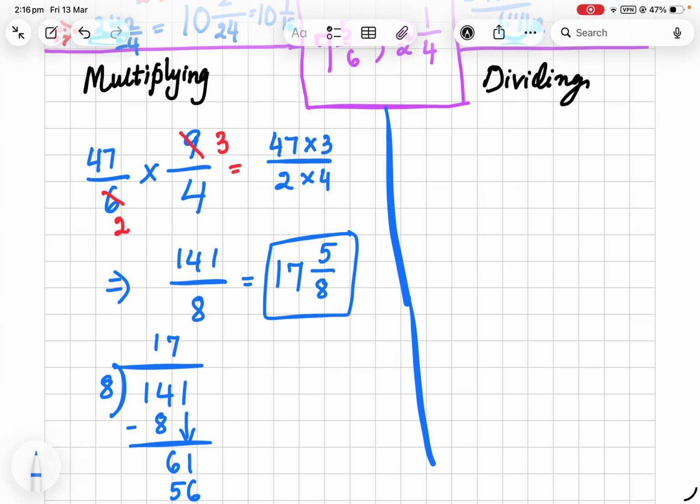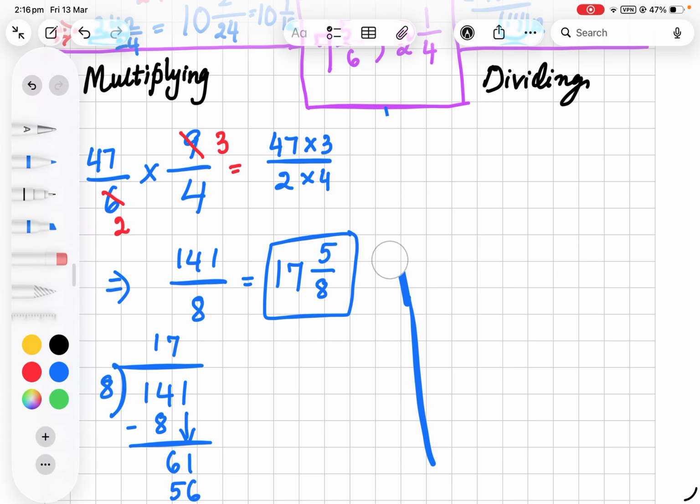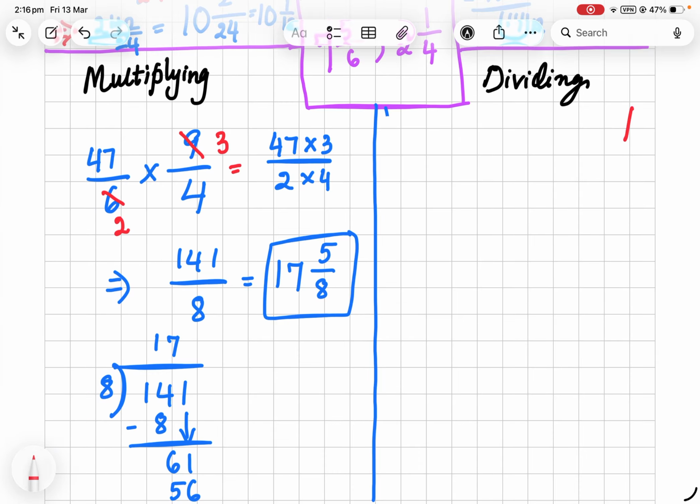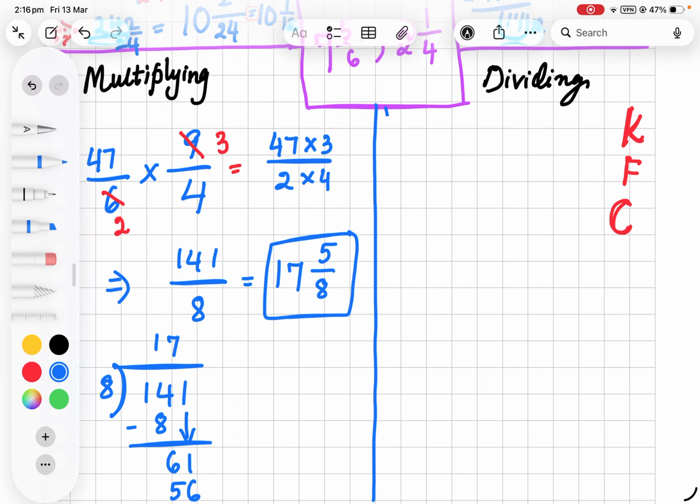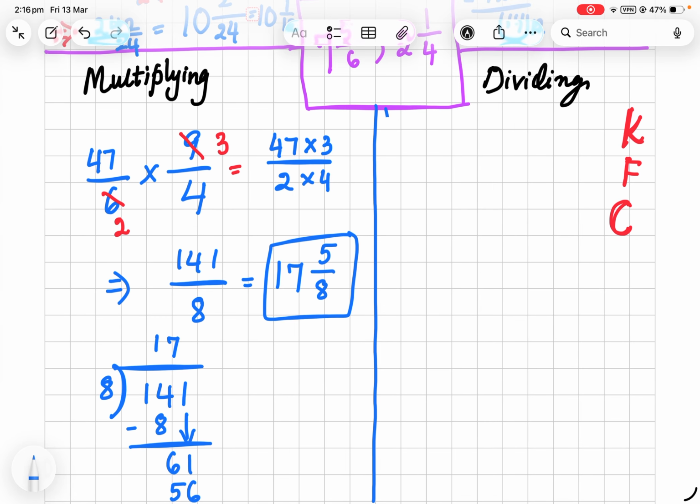Now coming to our division, in the earlier video I taught you something about the KFC technique for dividing fractions. KFC stands for keep, flip, change. So keep the first fraction, which is 47 over 6. Right now we are dividing these, but according to the KFC, keep the first, flip the second, now change.